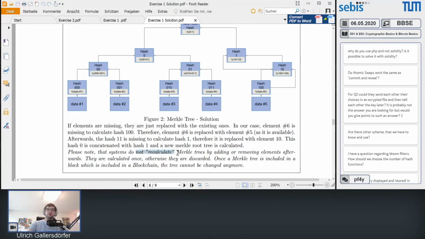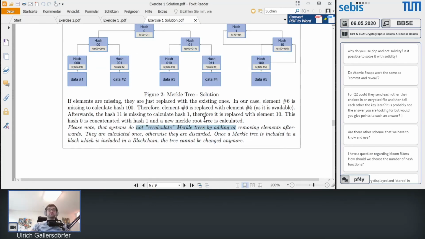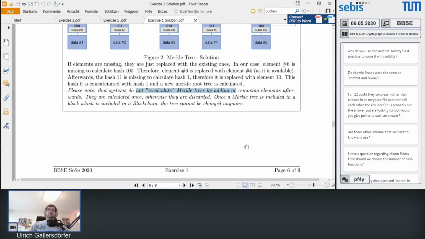And also, that's a very important remark here, do not recalculate Merkle trees. So in blockchain, you insert Merkle trees, and as the blockchain data structure is immutable by itself, that's very important that new trees are always added and never changed.